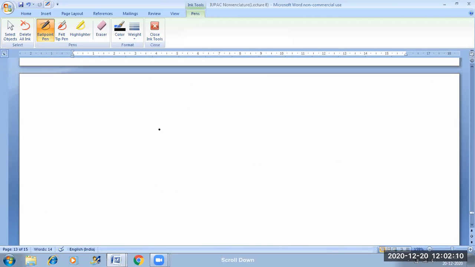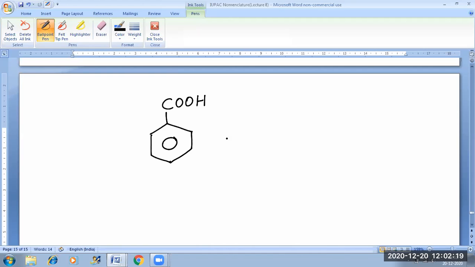Let's say I want to draw the structure in this way. If I want to show the connections or connectivity, fine, this is COOH, this is OCOCH3. This is called aspirin, which we just learned.